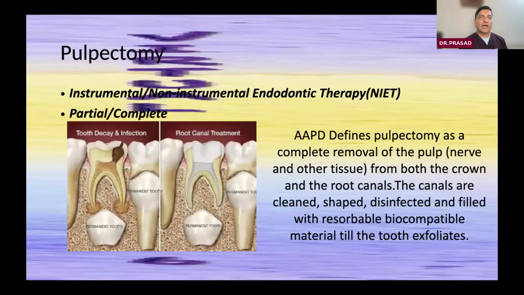Now, the classification of pulpectomy is that it can be either instrumental or non-instrumental endodontic therapy, or NIET, or it could be partial and complete. Now, AAPD defines pulpectomy as complete removal of the pulp, nerve, and the other tissues from both crown and the root canals. The canals are cleaned, shaped, disinfected, and filled with resorbable biocompatible material till the time the tooth exfoliates.